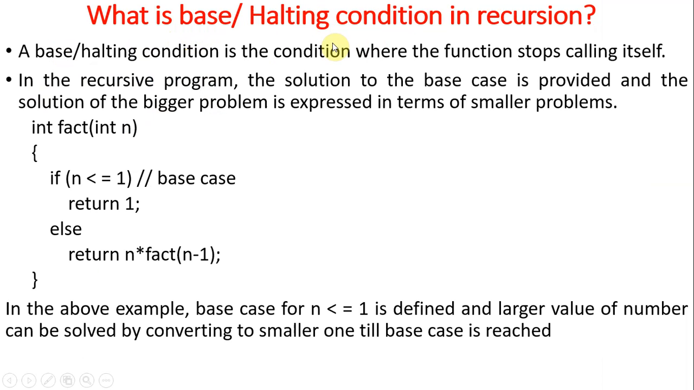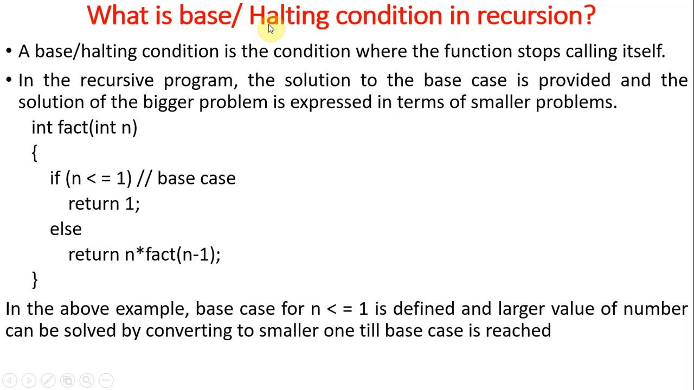For example, if you take looping statements like while, do while, and for loop, there is obviously a condition in those control flow statements. Based on the condition, the loop will go on. If the condition is true, the loop statements will execute. If the condition becomes false, the loop will terminate. Just as a condition is there in looping, the same is also there in the recursion technique, and that condition is called a base or halting condition.